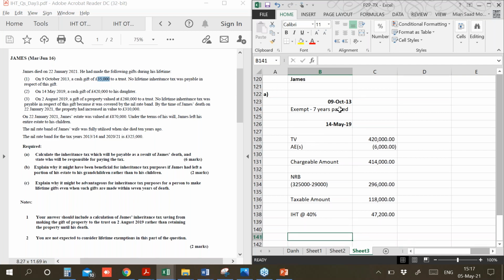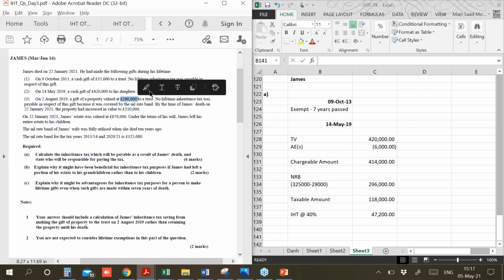That is a CLT that has been made. On 2nd October 2019, a gift of a property valued at 260,000 is made to a trust. So trust means that it is a CLT. No lifetime inheritance tax was payable in respect of the gift because it was covered by the nil rate band. By the time of James' death on 22nd January, the property has increased in value to 310,000. So that was the requirement in the last part, to calculate the saving, that is, what is the benefit that James had because of making the gift earlier rather than retaining it in the death estate.